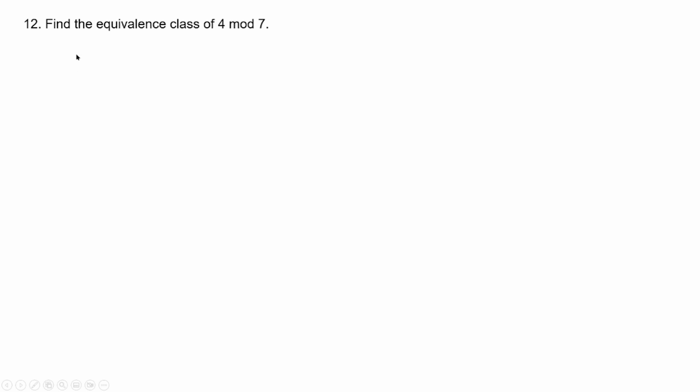The last type of question: find the equivalence class of 4 mod 7. We have studied about equivalence class. So here we need to find the equivalence class of 4. It is nothing but the set of all a belonging to Z such that a is congruent to 4 mod 7. So we have to find all those integers which when divided by 7 give the remainder 4.